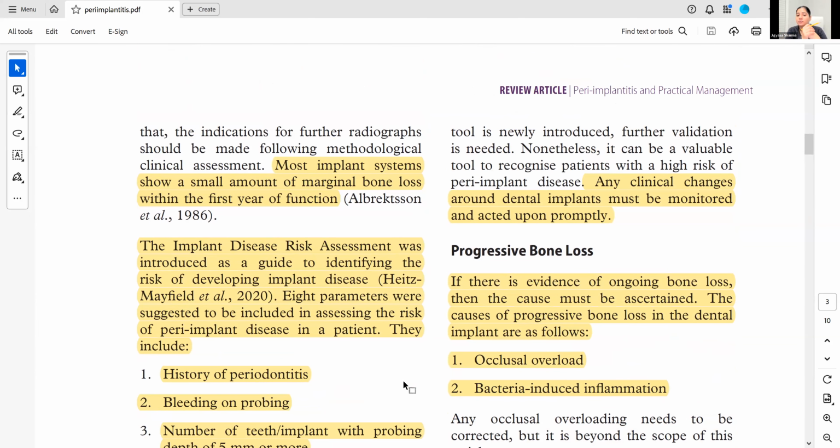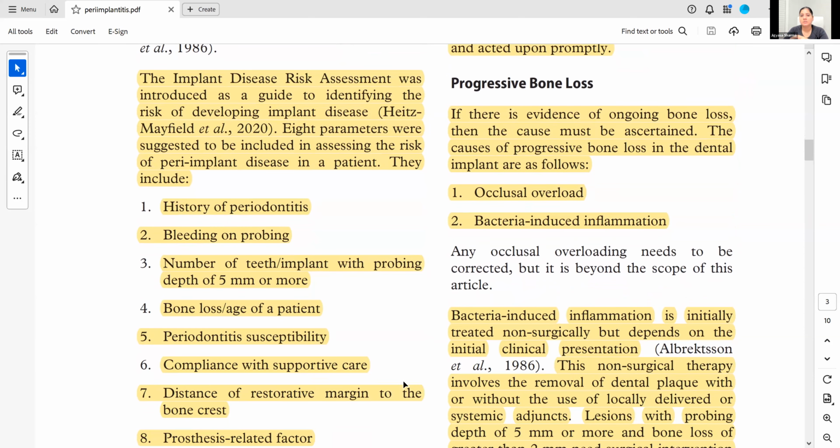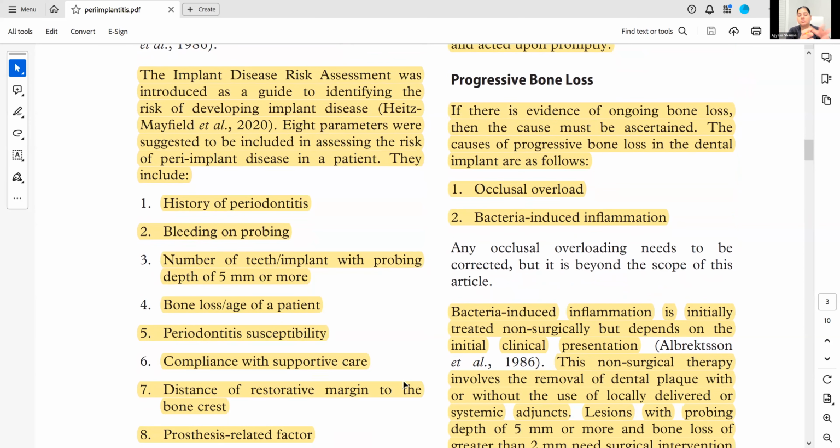Any clinical changes around dental implants must be monitored and acted upon promptly. Now, progressive bone loss means there is evidence of ongoing bone loss. Apart from the marginal bone loss you observe in the first year, if in the second year as well there is a progression and more bone loss, that would be identified as progressive bone loss.